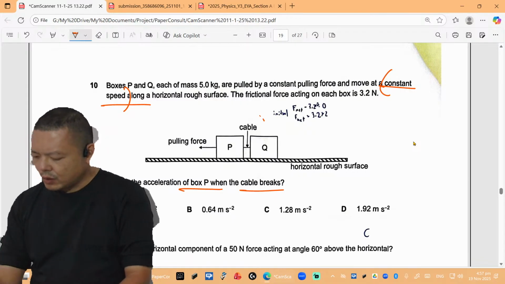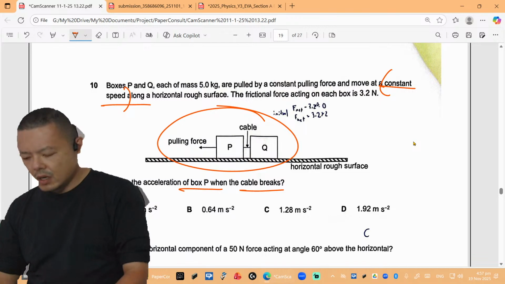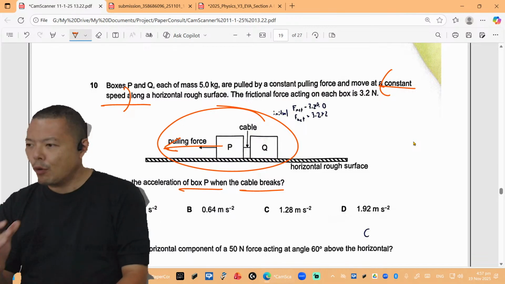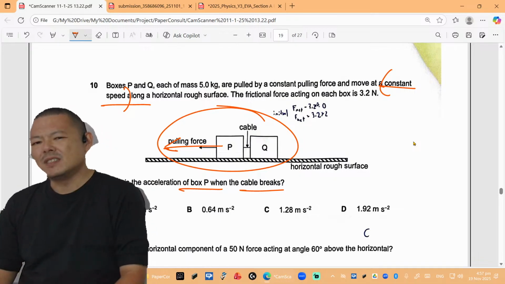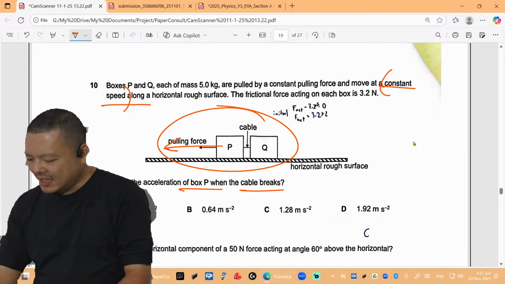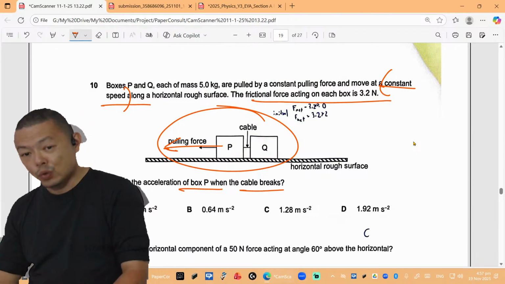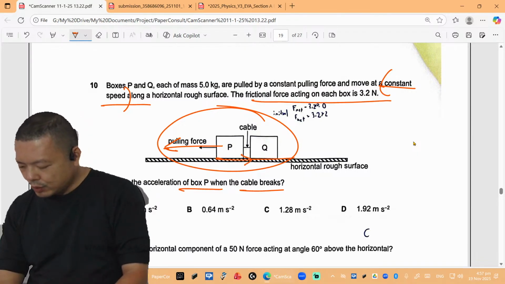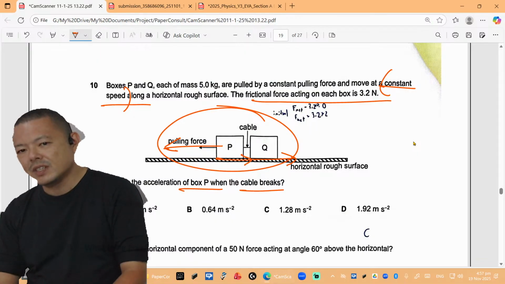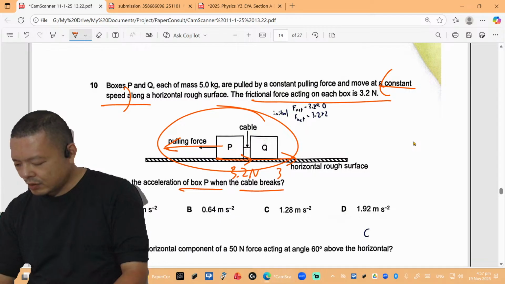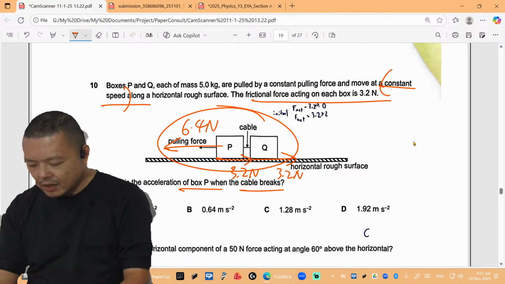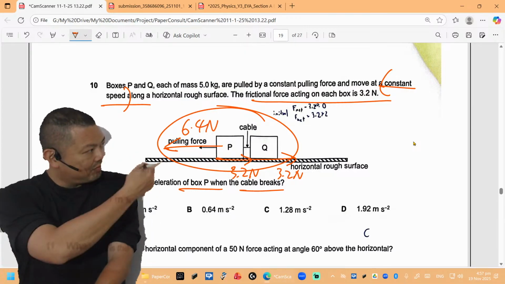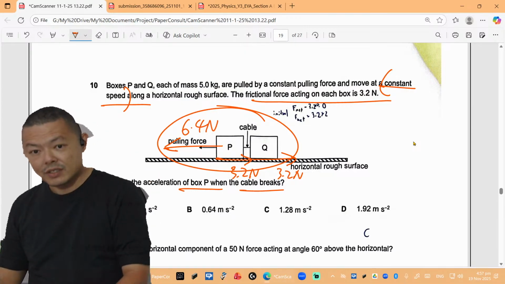Fnet is 0, so Fnet on the entire system is 0. So the pulling force must be how much in order for the entire system to have 0 resultant force? They did say that the frictional force on each one is 3.2. So this one 3.2 newtons, this one 3.2 newtons, so the pulling force must be 6.4 newtons. See, then you look at the system: no resultant force, constant speed.